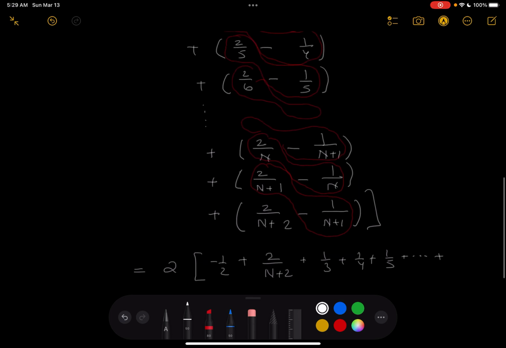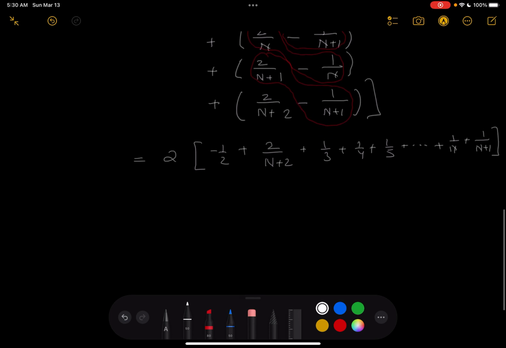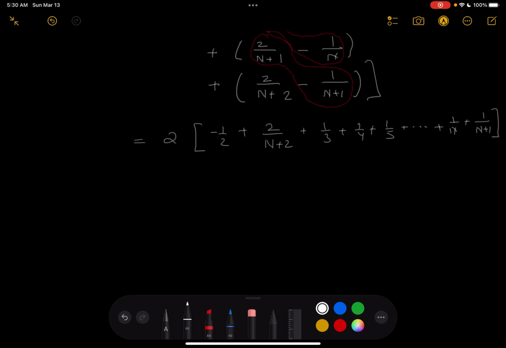I want to go towards the end. And I kind of see that pattern. 2 over n minus 1 over n is like 1 over n. That's the big N, right? Plus, let's see, 2 over n plus 1 minus, well, it's going to just be 1 over big N plus 1. All right? This is the nth partial sum. Let me keep writing this down. And I see 2 minus 1/2 plus 2 over n plus 2 plus a sum.